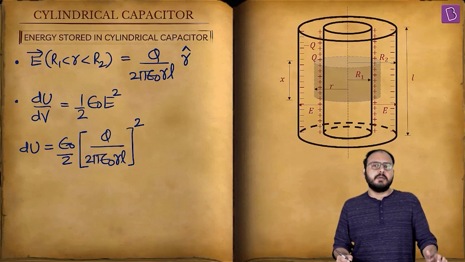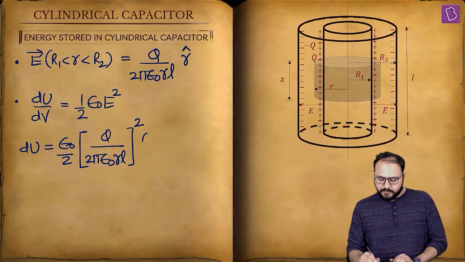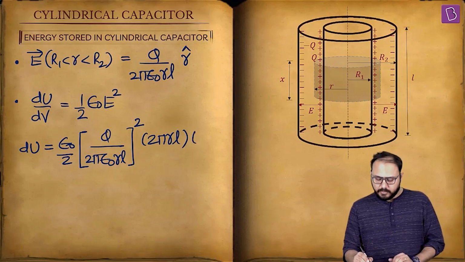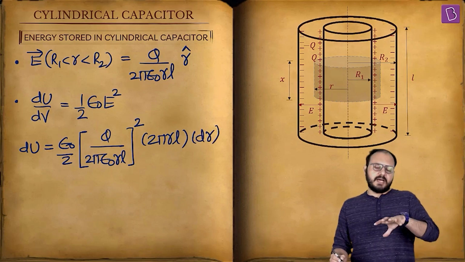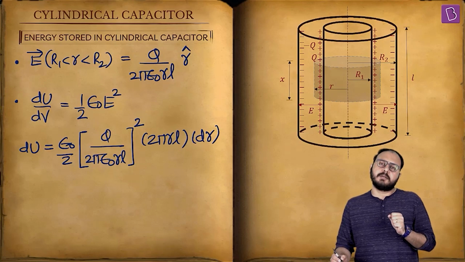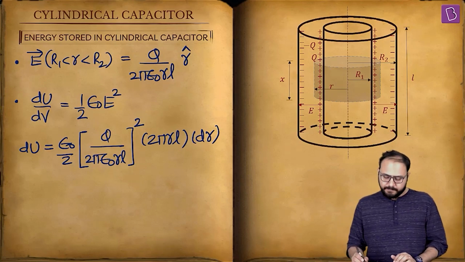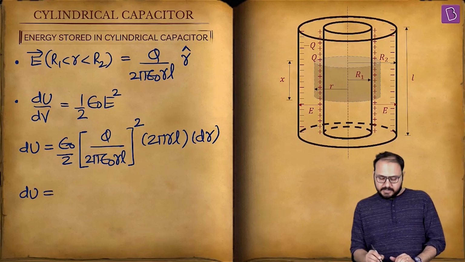Now, what would be the dV? Good. The area into thickness. 2 pi R L will be the area into thickness, that very thin volume, dr. Arey, 4 pi r square dr was in the sphere case. So 2 pi R L into dr will be in the cylindrical case. What's the big deal? Can I open it up? Yes, sir, open it up.